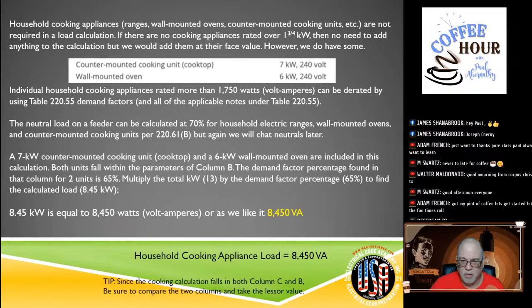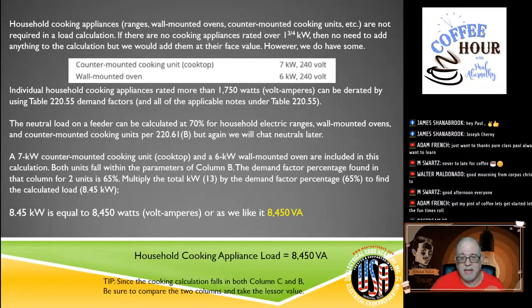All right. So in this case, they're all in B, and I'm going to do B in lieu of C. Now, remember, I still have to compare to C because I'm doing something in lieu of C. So let's see whichever one comes up with the lowest value I can use. So we're under B. How many appliances do we have? Two. So we go down to two. We go to the right. 65%. So what am I going to do here?